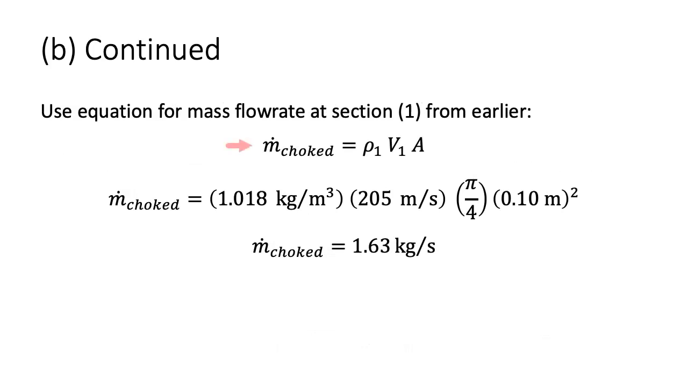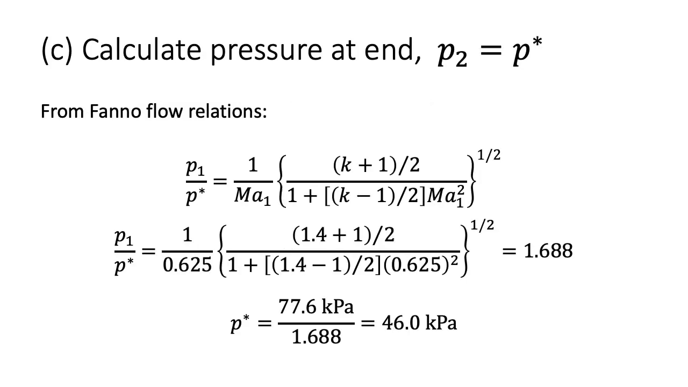Using the mass flow rate equation for section 1, given earlier, substituting in the values calculated for the density and the velocity, and using the specified pipe diameter, we get a mass flow rate of 1.63 kilograms per second. This is a huge amount of air.